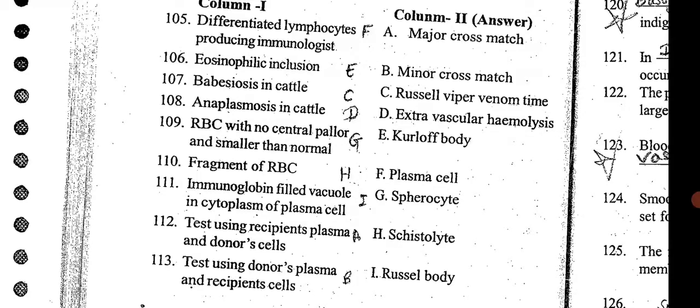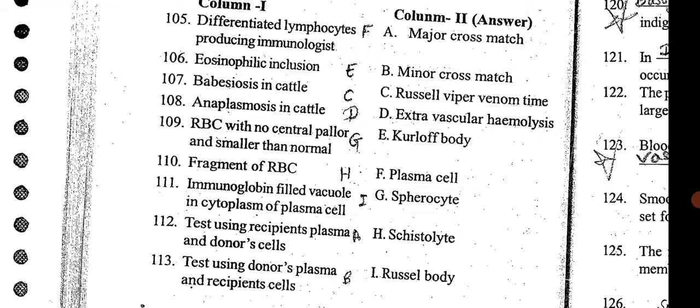Immunoglobulin-filled vacuole in cytoplasm. A vacuole in the cytoplasm of a plasma cell: if the plasma cell has a vacuole and this vacuole contains immunoglobulin, then it will be the Russell body. So the difference from spherocyte and schistocyte is that the Russell body is not linked with red blood cells. Russell body is linked with plasma cells.